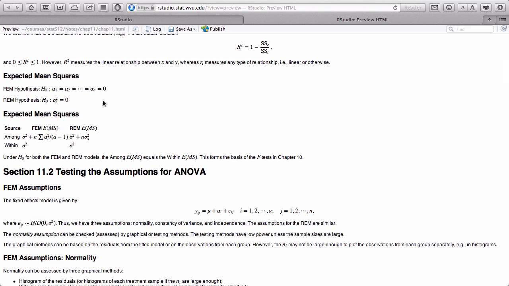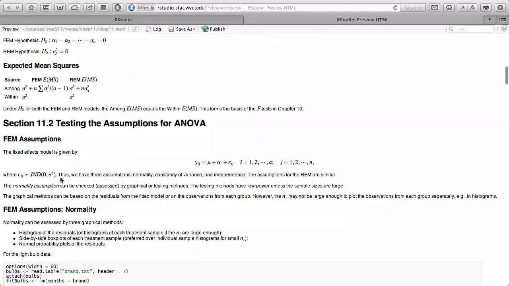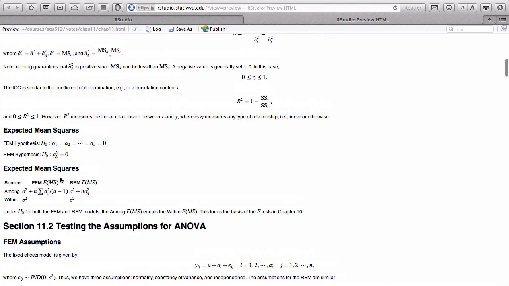And the expected mean squares, this is just a little table showing you the expected mean squares. For the among, it's sigma squared plus n, sum of the alpha sub i squared over a minus 1. For the FIM and for the RIM, it is sigma squared plus n sigma squared sub A. Now, if you think of this as kind of a variance, then there's not as much difference as you might think. But again, the way we make inferences is quite different. The within both have an expected value of sigma squared. So are there any questions on that? Those are two types of models.